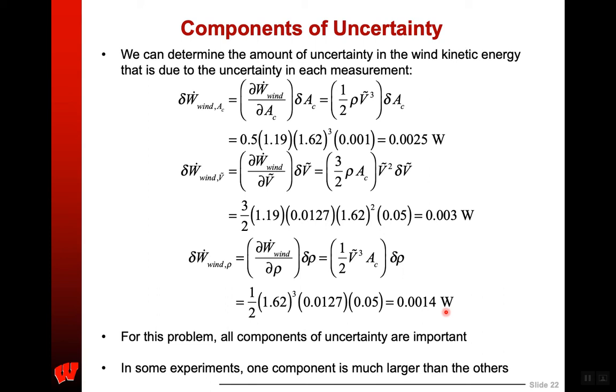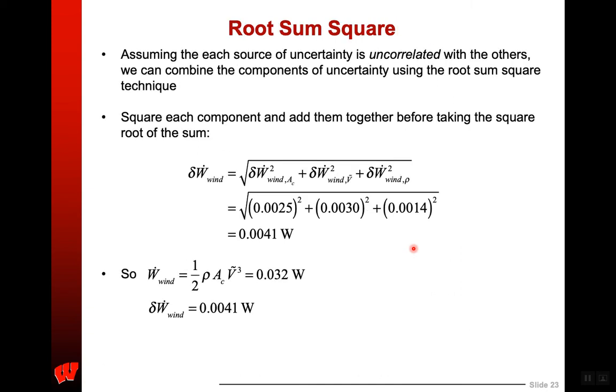In many situations, one of them dominates. Why don't I know the power exactly? Why don't I know the kinetic energy of the wind exactly? It's because I don't know the speed, whereas one of them dominates and the other two are tiny. But in this case, all three are about equally important. So I want to know not what's the uncertainty due to this or this. I just want to know what's the answer.